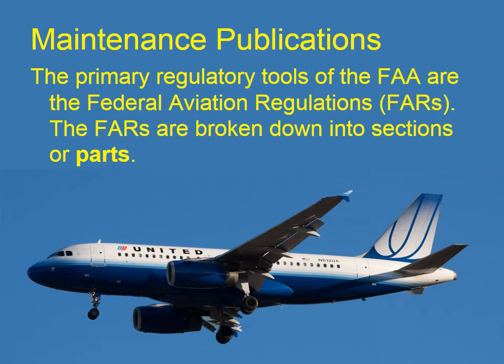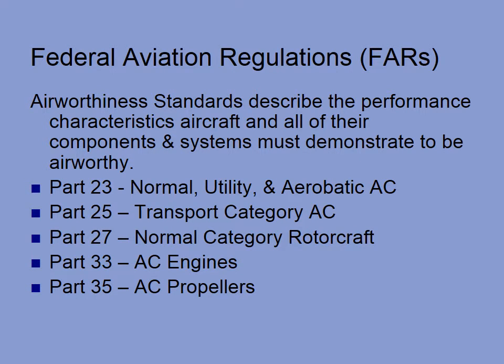The primary regulatory tools of the FAA are the Federal Aviation Regulations, or FARs. The FARs are broken down into sections or parts. Parts 23, 25, 27, 33, and 35 of the Federal Aviation Regulations all pertain to the airworthiness standards of aircraft, their systems, and components.